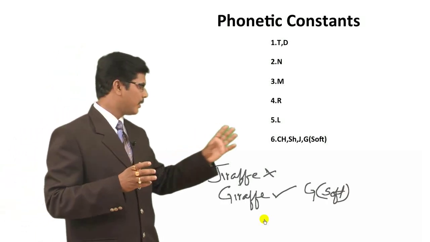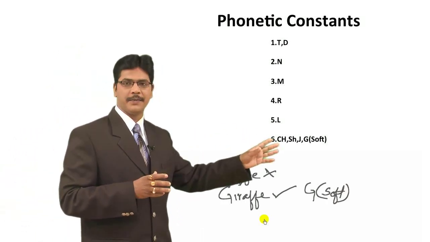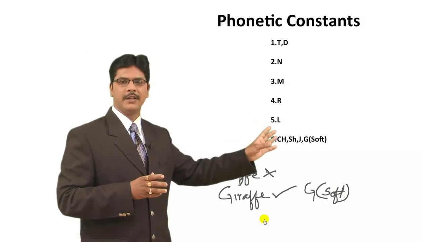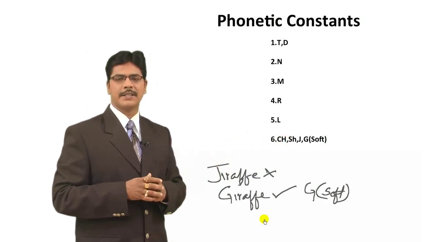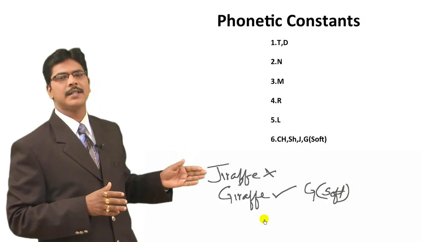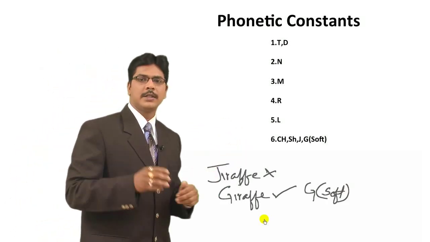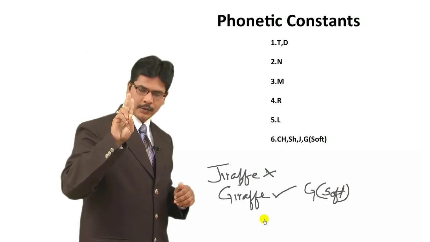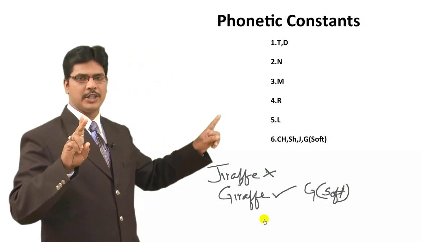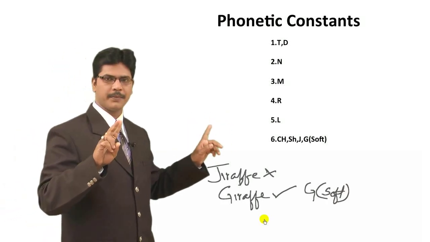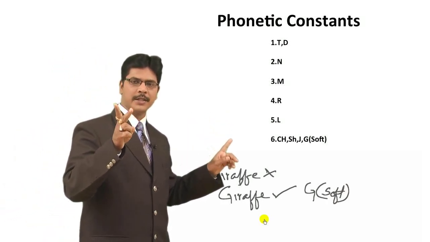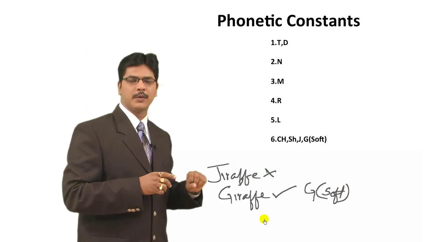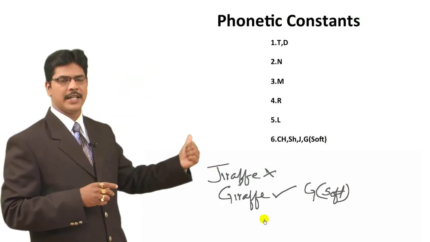Now tell me, here we have CH as a J. Which G will fit here? It is G soft. For that reason, for number 6, it is G soft also. See, the sound is one, but there are two letters which are sounding like J. That's why J and G soft. Two different letters giving one single sound. So for 6, it is CH, SH, J and G soft.